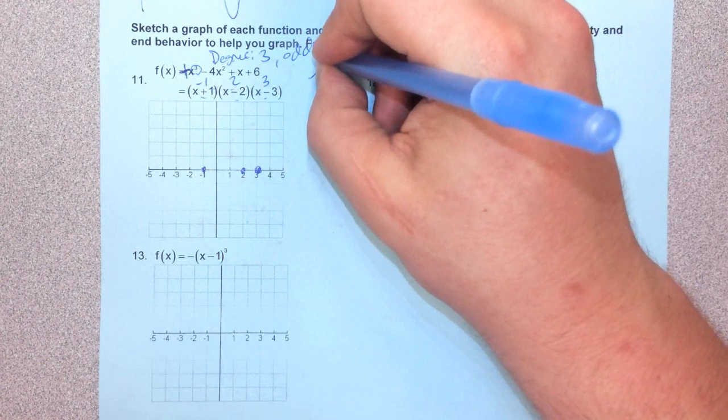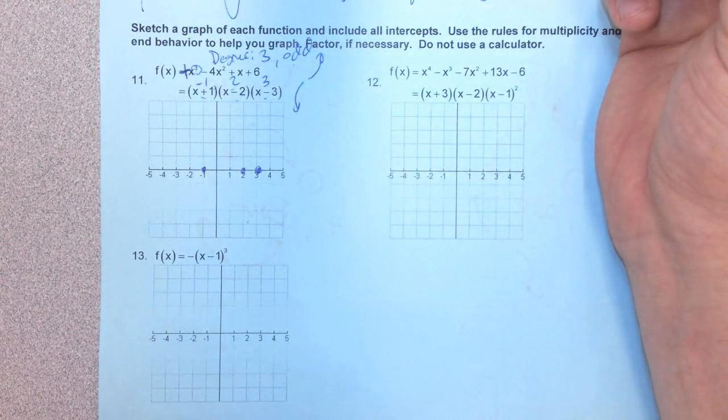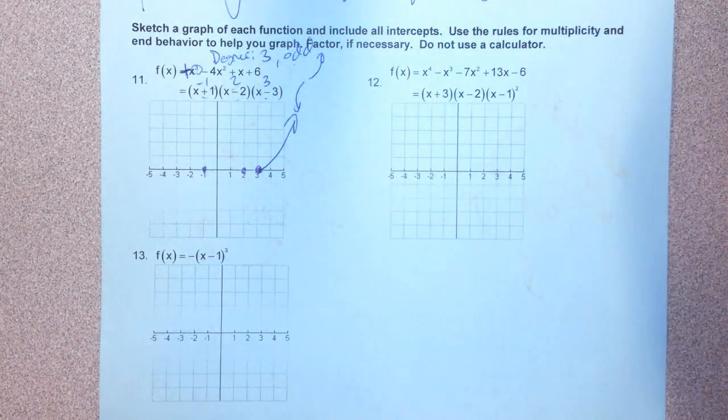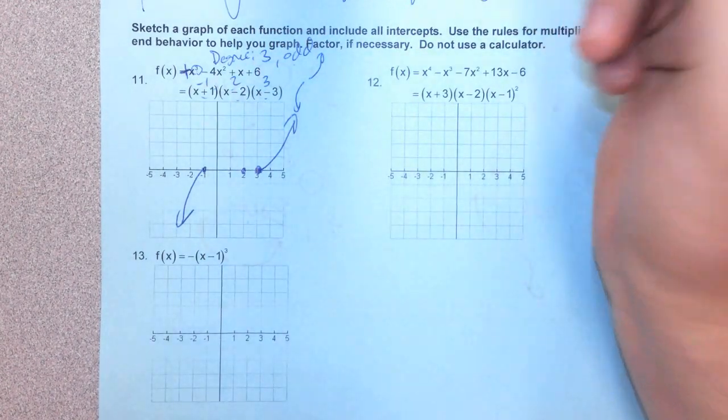So our end behavior is going to look like this. It's going to be up to the right, down to the left. So positive, odd end behavior. So on the right, we're going to end up going up. On the left, we're going to end up going down. So that's kind of the idea there.